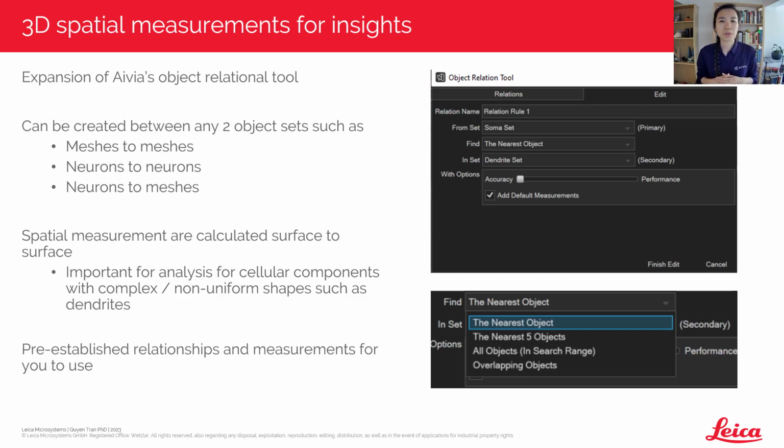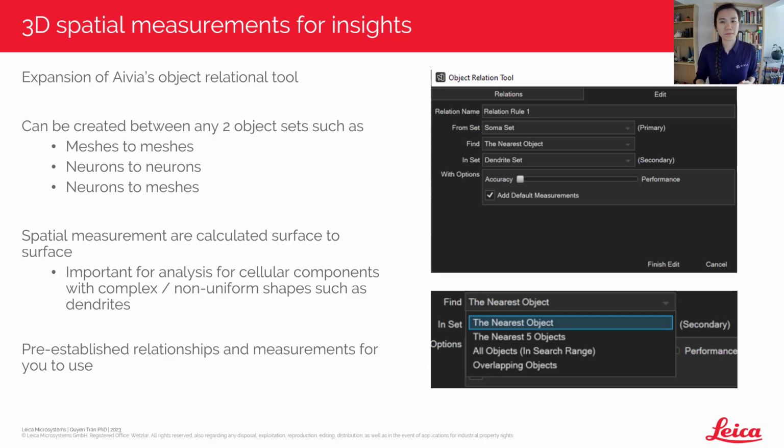This feature also comes with pre-established relationships and measurements for your convenience, including the detection and distance calculation of the nearest object or the nearest 5 objects, as well as counting the number of objects within a certain distance or overlapping objects.